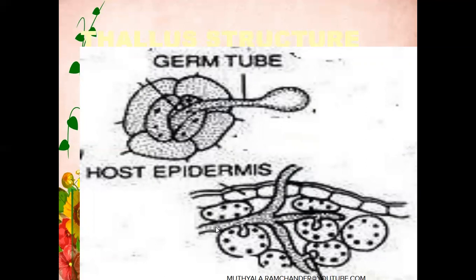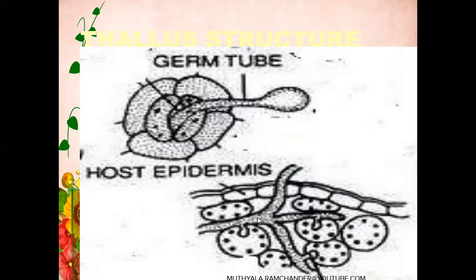Below the plasma membrane, cytoplasm is present. In that cytoplasm, a large number of diploid nuclei are present. The diploid nuclei are present in the cytoplasm of the filament. This structure is called a coenocytic or multinucleated structure.